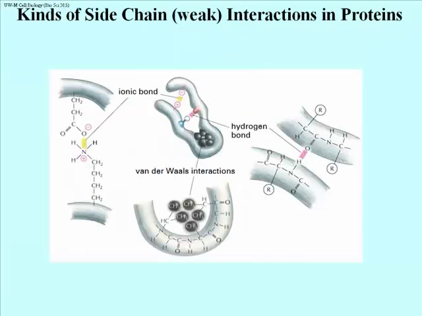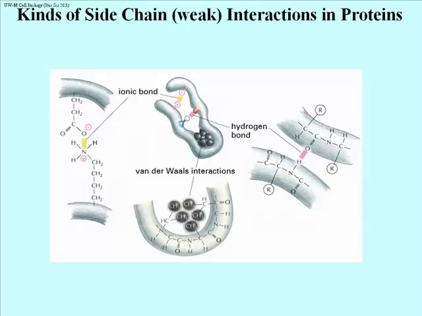The formation of three-dimensional structure involves a lot of weak interactions, and here are the kinds of interactions. You already know some of them. Ionic bonds, which by the way include hydrogen bonds in essence, can form between opposite charges on either acidic and basic amino acids or on these polar covalent partially charged side chains.